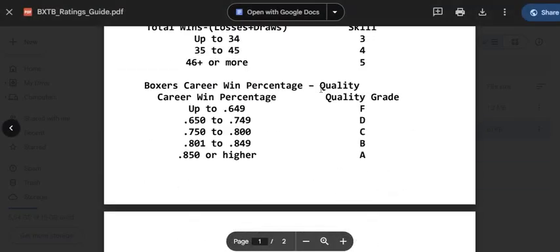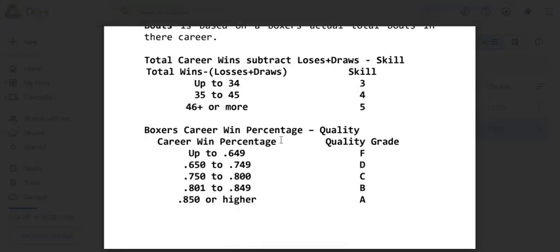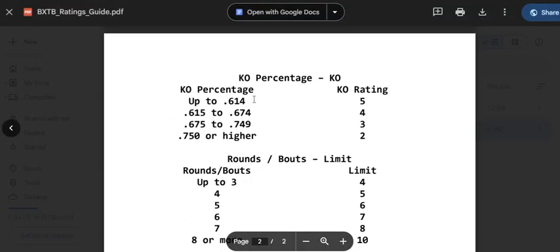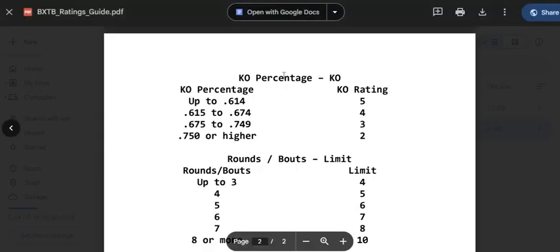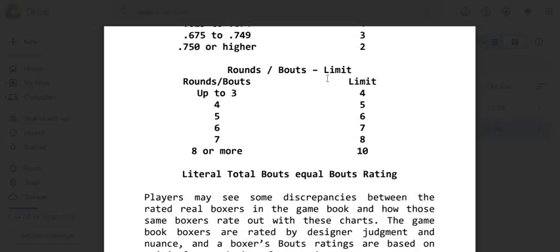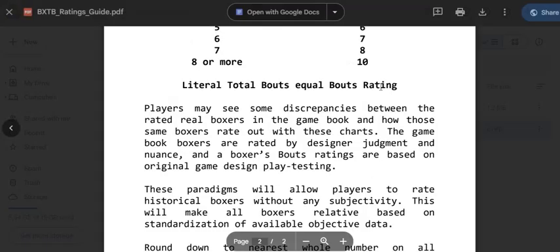Anyway, if the data is available, if you have their total wins, losses, and draws, you can determine their skill. If you have their win percentage, their total bouts and their total wins, you can determine their quality. If you have their knockout percentage, their total knockouts, and their wins, you can determine their knockout rating. If you have their total rounds divided by the total bouts of their career, you can determine their limit. And, of course, bouts you'll have.